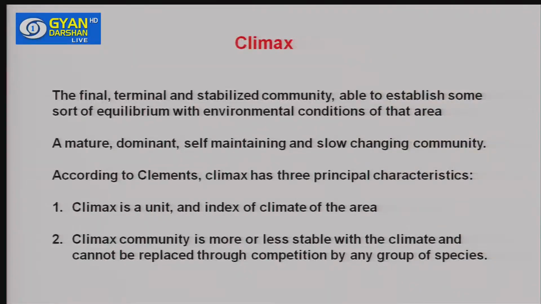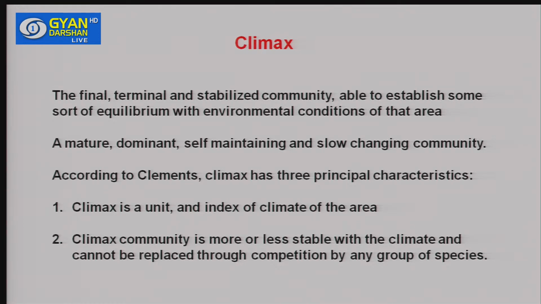In the last few minutes we will be discussing the climax, and we will be discussing two theories with regard to climax before we close this session. Climax, as I told you, is the final, terminal and stabilized community that actually establishes itself in the ecosystem, and it is in equilibrium with the environmental conditions. So it is a mature, dominant, self-maintaining and slow changing community. Now with regard to the climax formation, there are two theories. One is called monoclimax theory and another is called polyclimax theory.